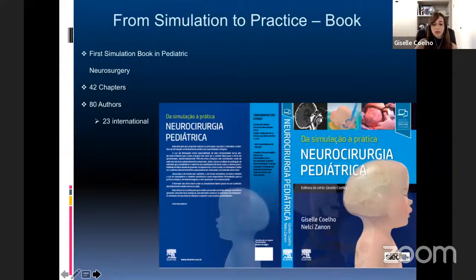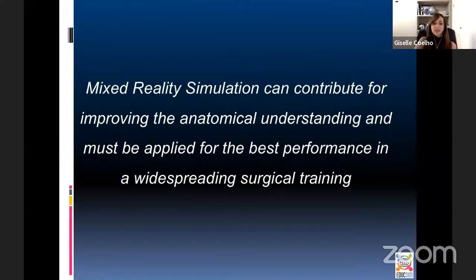Then we know that mixed reality simulation can contribute to improving anatomical understanding, and it must be applied for the best performance in widespread surgical training. Especially now, I think we are discussing a lot about the metaverse and the new platforms for the metaverse. We strongly believe that meta health and mixed reality simulation will be the future, right? We can really provide a better neurosurgical education.